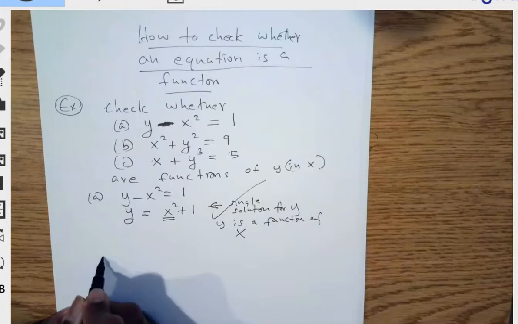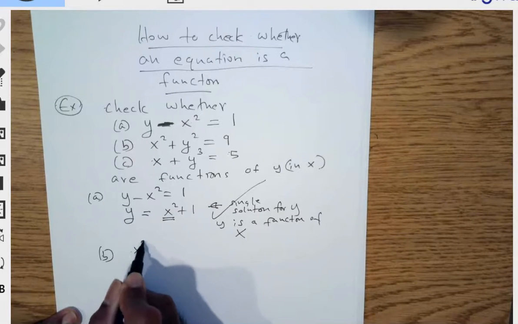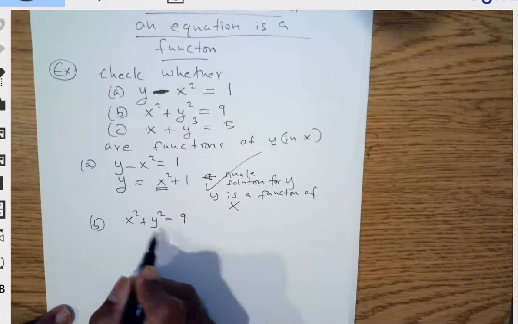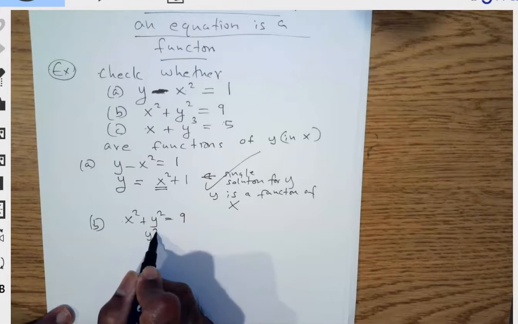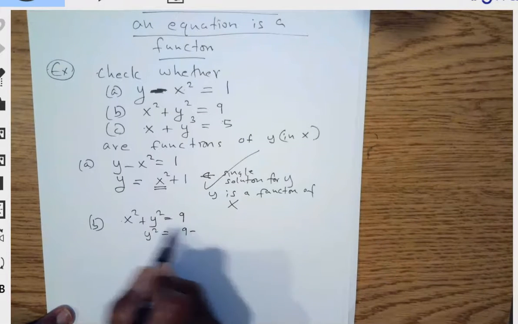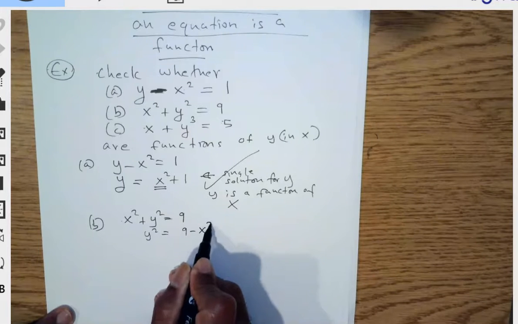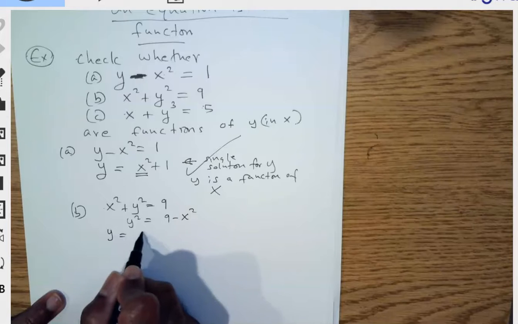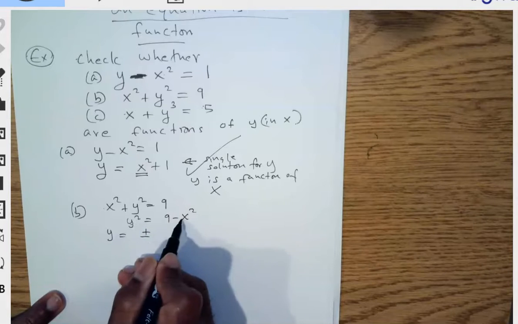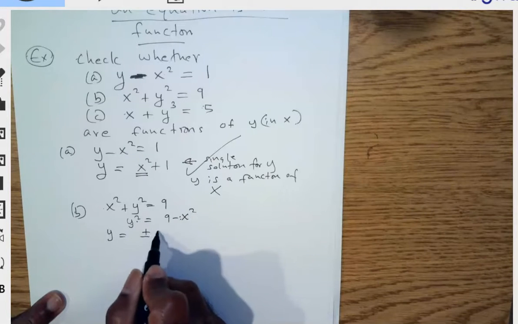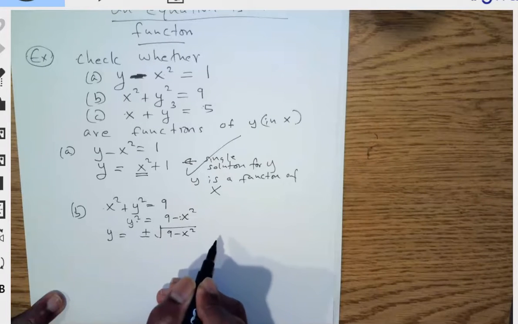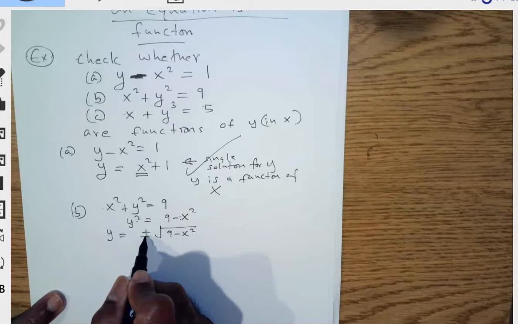On the other hand, if you take this one, x squared plus y squared equals 9, let us solve for y. First of all, y squared is equal to 9 minus x squared, taking the x squared over to the other side. Then, using the square root rule on both sides, y is equal to plus or minus the square root of 9 minus x squared. So you really get two solutions here. Can you see a plus solution and a minus solution? So you get two values.